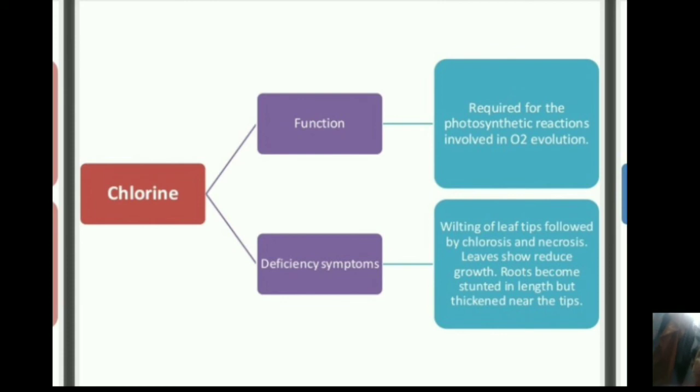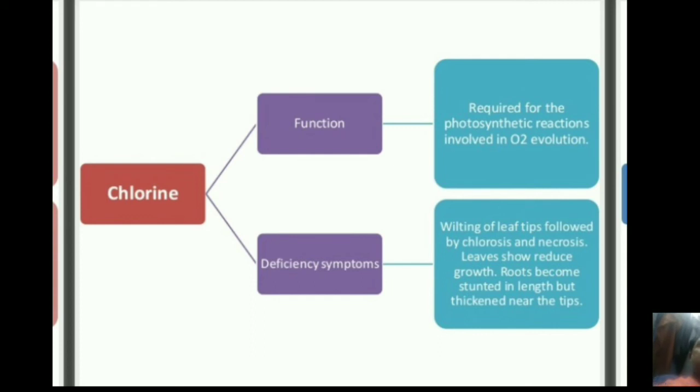When we see the chlorine functions, it is required for the photosynthetic reactions involved in oxygen evolution. In the same way, the deficiency symptoms of chlorine lead to wilting of leaf tips followed by chlorosis and necrosis. Leaves show reduced growth, the roots become stunted in length but thickened near the tips. So these are the deficiency symptoms.